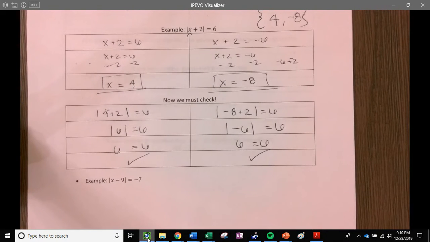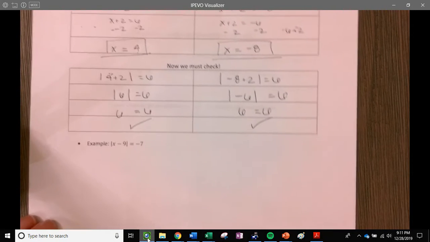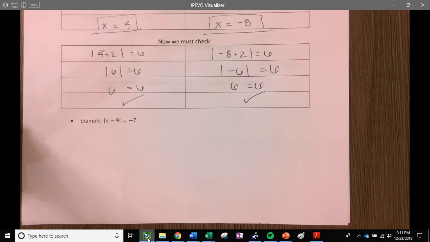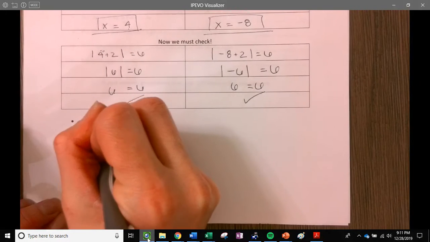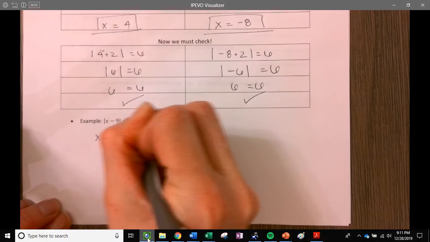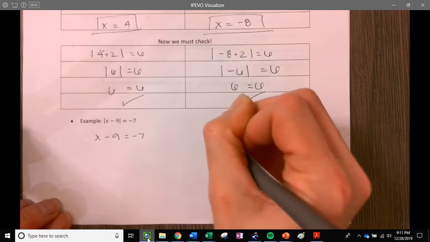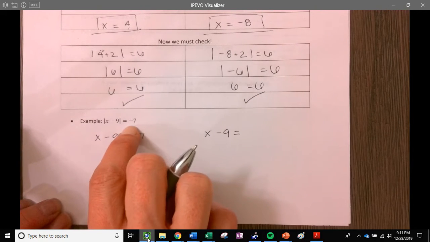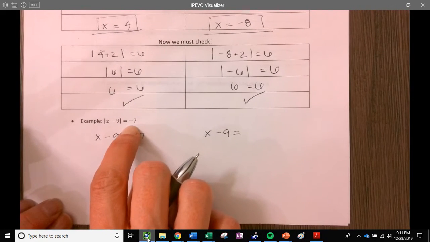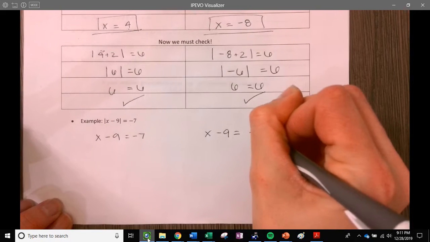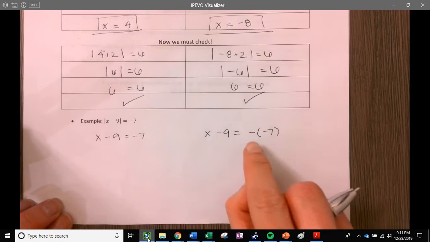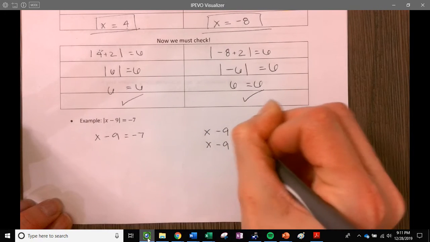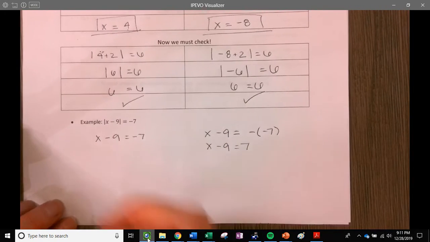Great job. All right, let's do another example. The absolute value of x minus 9 equals negative 7. So we're going to branch out and write this twice. Drop the brackets and write it as is: x minus 9 equals negative 7. And x minus 9 equals, now what happens when we negate a number that is already negative? That's basically saying a negative negative 7. What's negative 1 times negative 7? It's positive 7. All right, and now we'll solve.